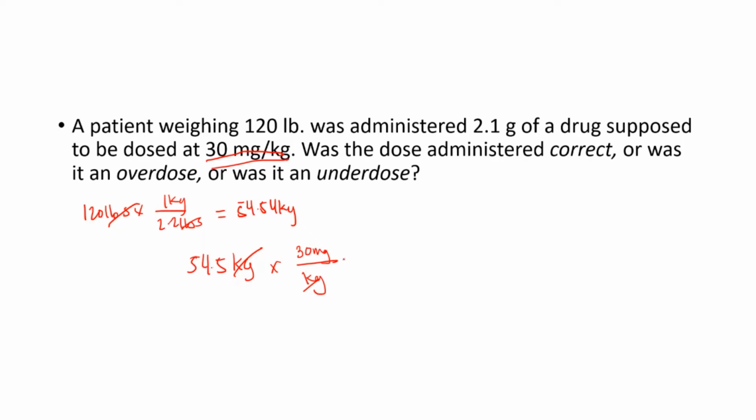So, 54.5 times 30. That is 1,635 milligrams. However, the dose administered was in grams. So, convert natin ito into grams. 1,000 milligrams is 1 gram. Gram, ha? Hindi kilogram. Okay? So, the answer is 1.635 grams.